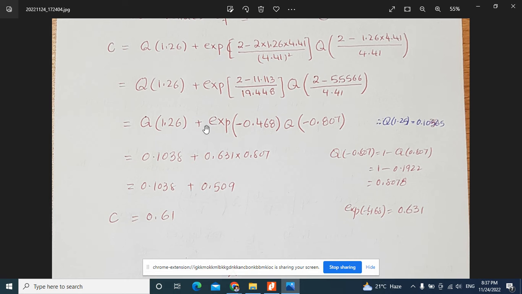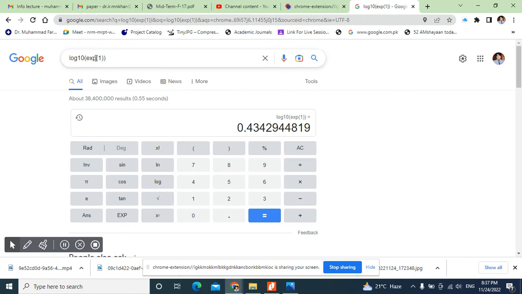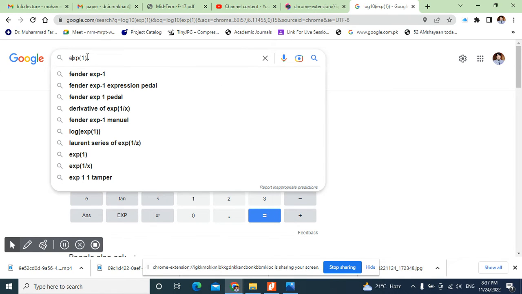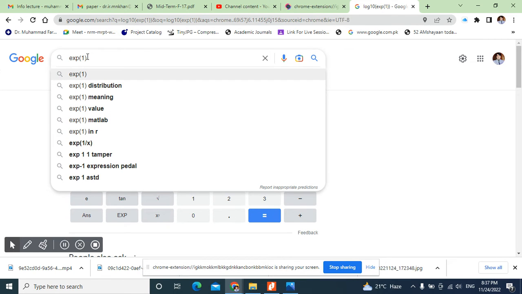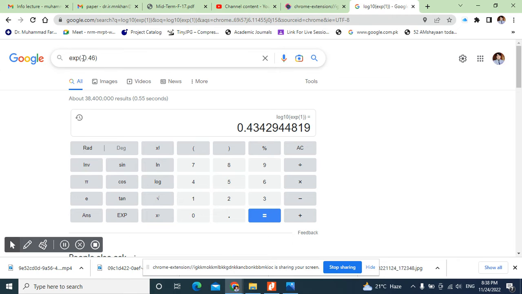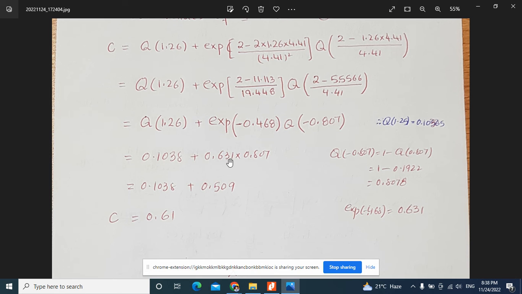So Q 1.26 exponential minus, again you can write this exponential minus 0.46 in Google. So if you write exponential minus 0.46 here, and then you can enter, you see the value is 0.631. Okay, so the value is 0.631.